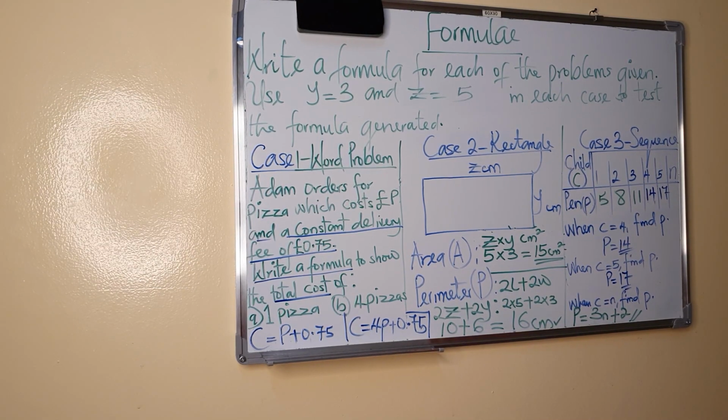Did you get this really right? So let me ask you a question. What if I change the value of n to 16? What will be P in that case? Simple. 3 multiplied by 16 is 48. 48 plus 2 is 50. It means that for child number 16, the number of pens is going to be 50.